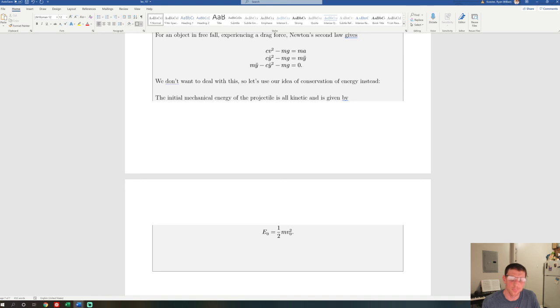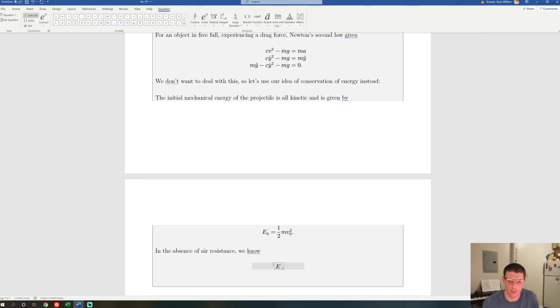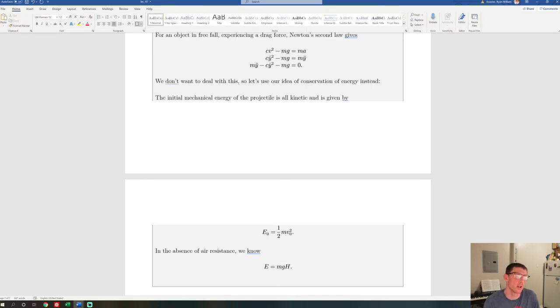Now we know in the absence of air resistance or drag, right, same thing. Drag is essentially like friction, really, when it comes down to it. It's like a friction force that something moving through a fluid experiences, right, air is a fluid. And so in the absence of air resistance or drag, we know that the final mechanical energy is just going to be mgh, or I should say big H, because that's what we typically use for the maximum height, right?